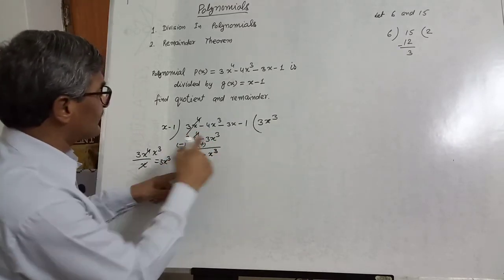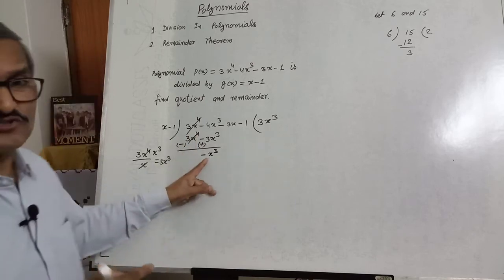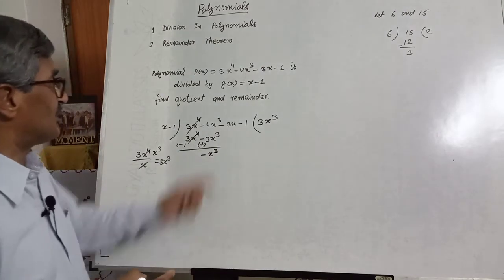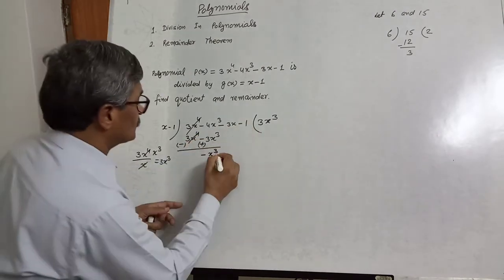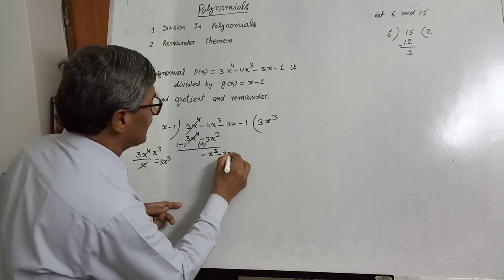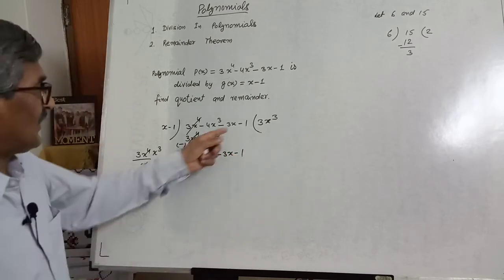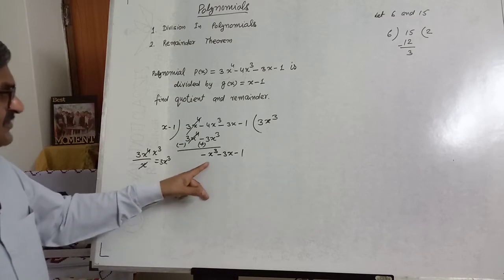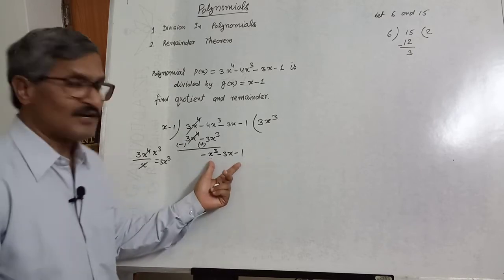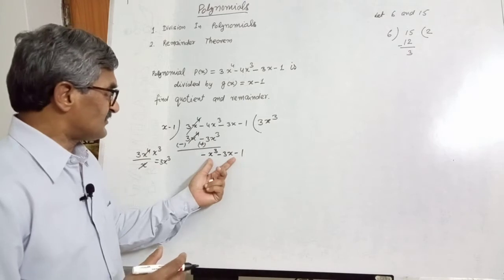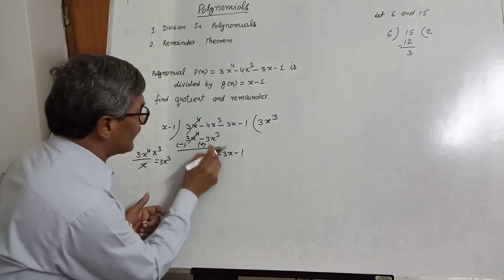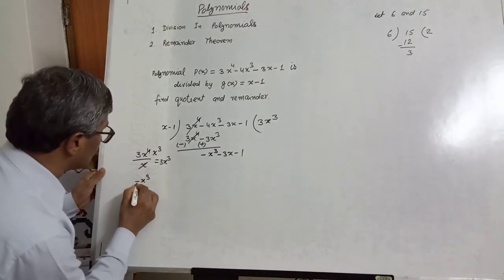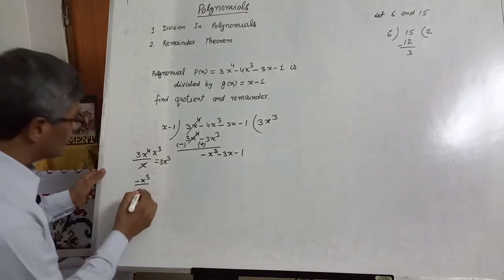Minus 1 x cube will come, but minus 1 is not to be written, only minus x cube will be written. Now take these two remaining terms, 3x minus 1, as it is. Again, this is the first term. Now this will become the new dividend, and its first term is minus 3x cube. So again minus 3x cube will be written here, and divide by this term x.